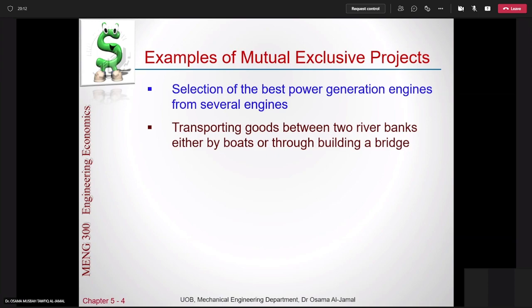Secondly, transportation of goods between two river banks, either by boats or through building a bridge. In the 80s, before they constructed the causeway between Bahrain and Saudi Arabia, they were using a boat for transportation. But nowadays, all of us are using that causeway. It's a non-profitable causeway, this is not a business, they are giving services.